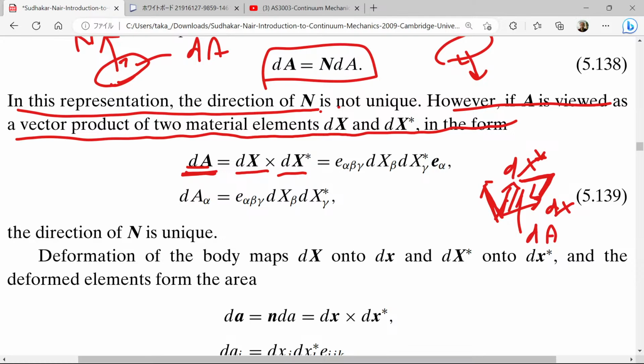So then if you write this in this notation, the epsilon alpha beta gamma notation this way, so dA alpha. It's a little bit confusing. Is it okay?